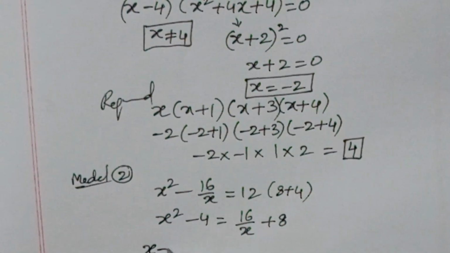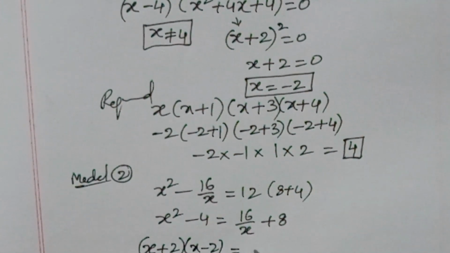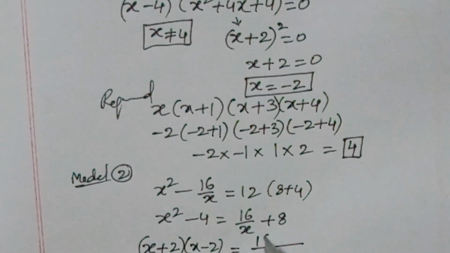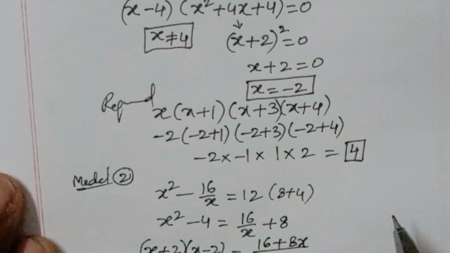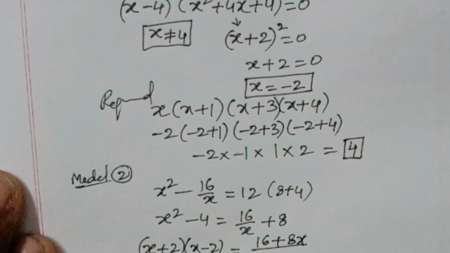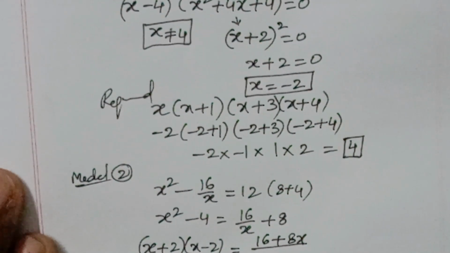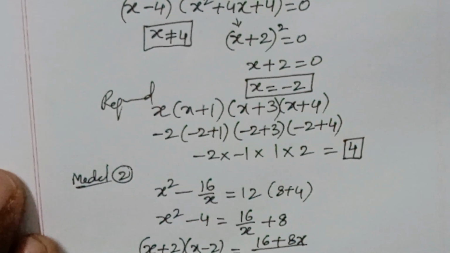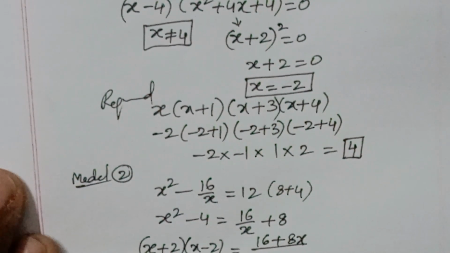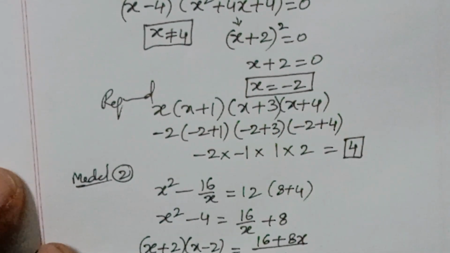So here you can apply the formula a plus b into a minus b. So here if you take LCM, 16 plus 8x you will get. So here x plus 2 into x minus 2. Here you can take 8 common. Here you'll get x plus 2 by x is equal to 0.